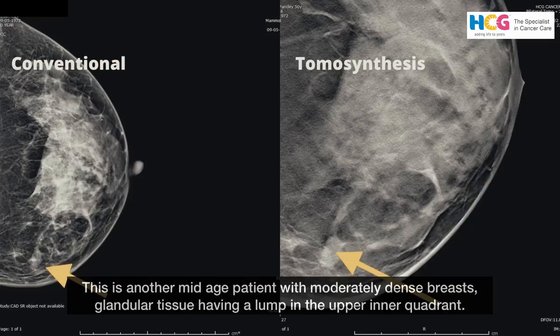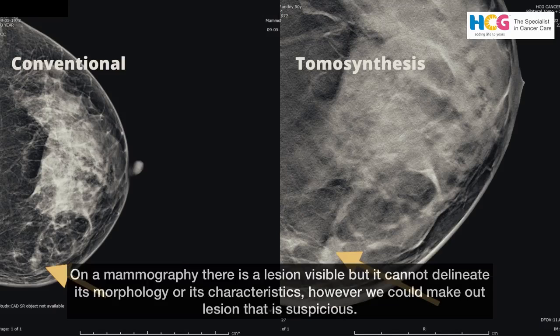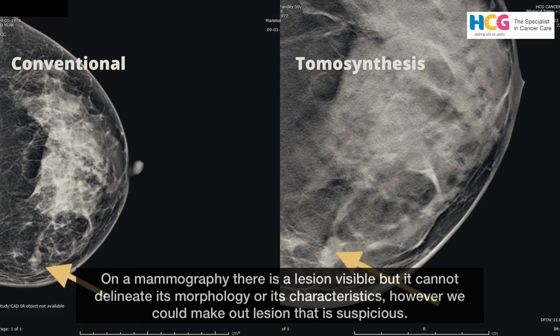Here is another middle-aged patient with moderately dense breast glandular tissue, having a lump in the upper inner quadrant. This is the CC view. On mammography a lesion is visible, but it cannot better delineate its morphology or characteristics. However, we could make out on mammography that there is a suspicious lesion.